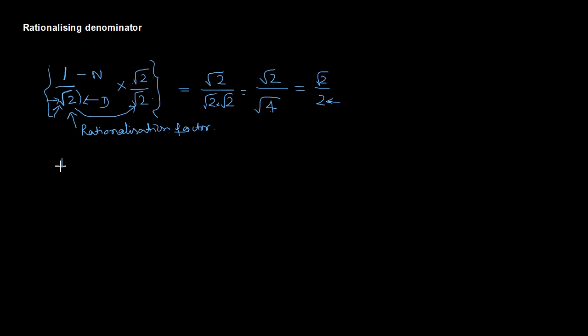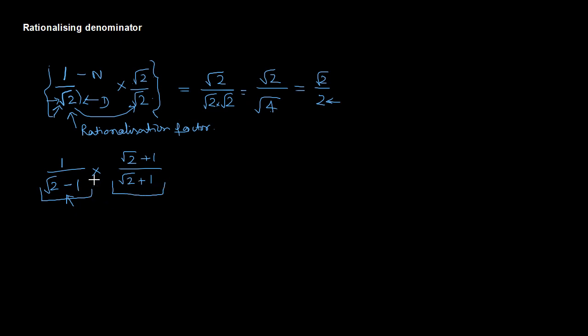example, 1 divided by root 2 minus 1. If I want to rationalize this denominator, I need to find the rationalization factor for this. For two terms, usually most of the time, root 2 plus 1, I'm just going to change the sign of that. The reason we are changing that sign is that I'm going to rationalize the denominator.